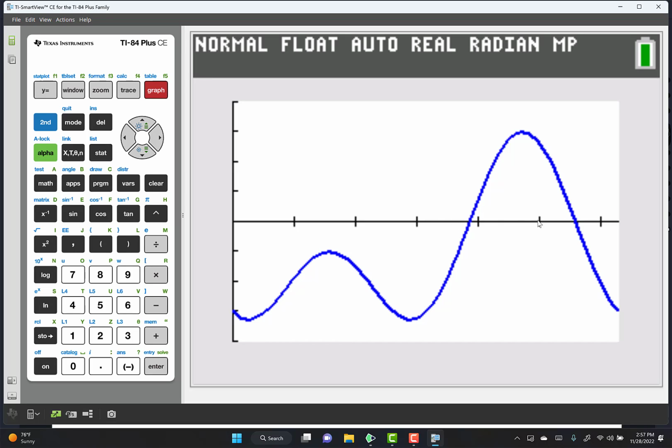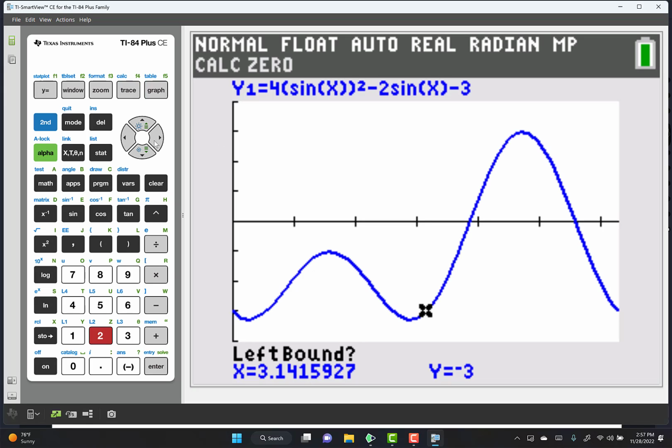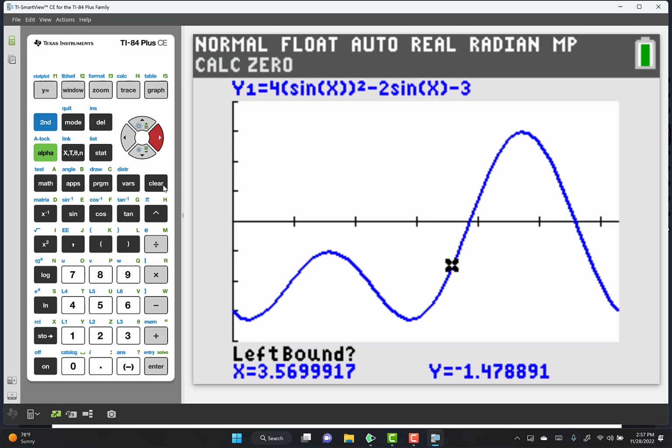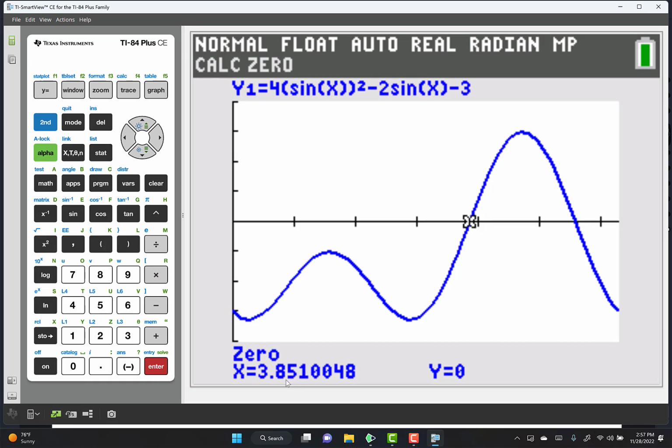How do I tell the calculator? Look, you just let the calculator do all the heavy work. These are called zeros because you cross the x-axis. Second, calculate, zero, number 2. Don't worry, we're almost done. It says left bound, so it's like, where do you want me to look? Between here, enter. Right bound, and just go a little bit to the right of that, enter. Guess, boom, 3.851. We got it right.